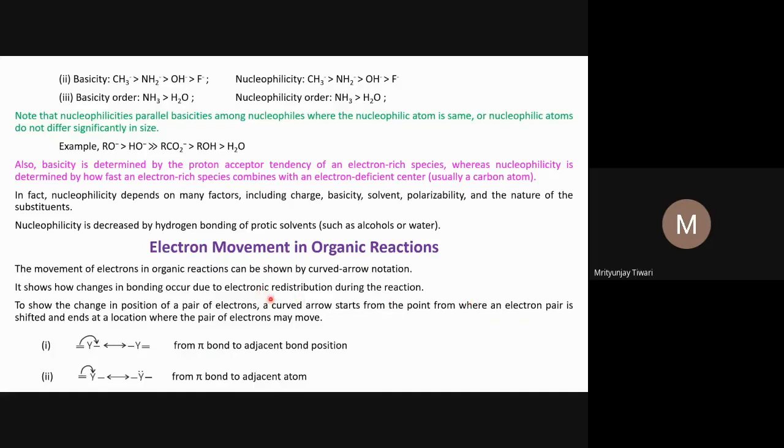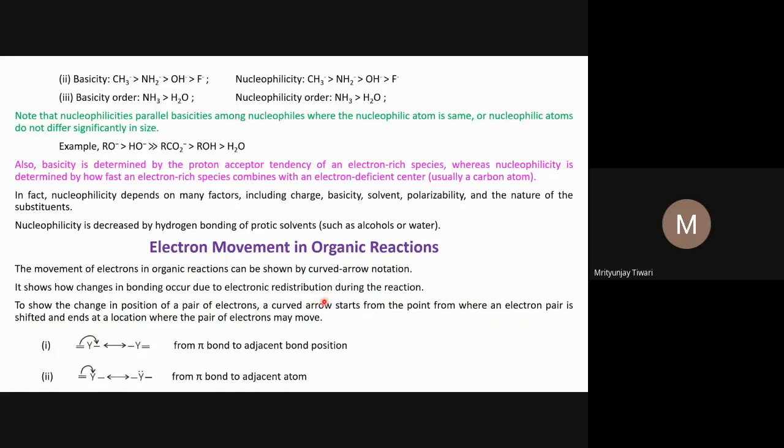So let us now understand electron movement in organic reactions and how it can be shown with a curved arrow. We have already seen this in heterolytic cleavage, and also the half arrow in homolytic cleavage, the fish hook, the half-headed arrow. The movement of electrons in organic reactions can be shown by curved arrow notation. It shows how changes in bonding occur due to electronic redistribution during the reaction.